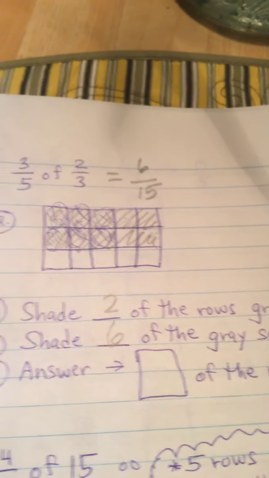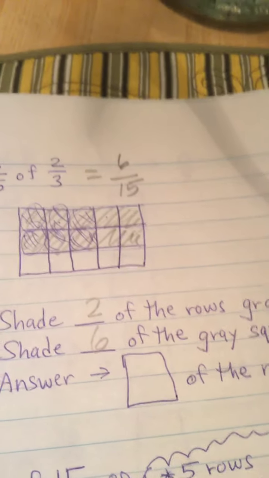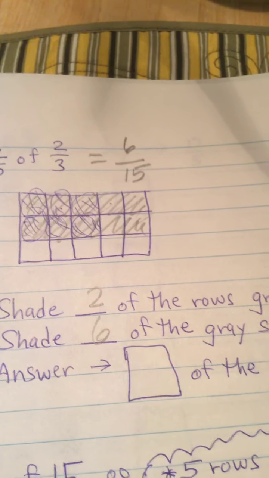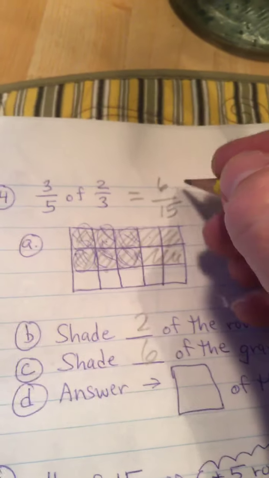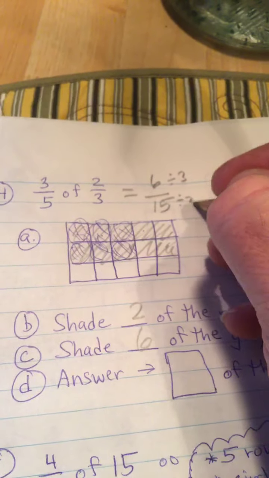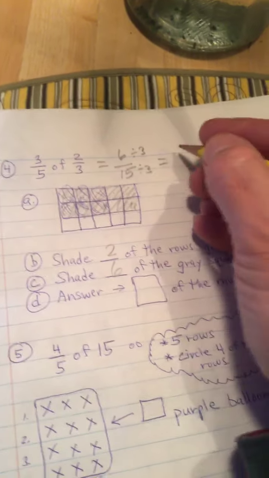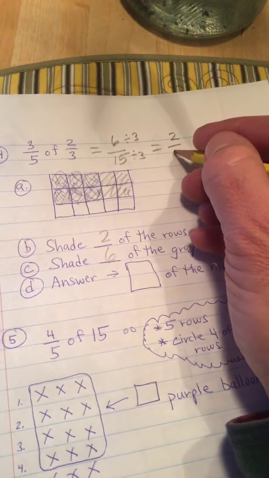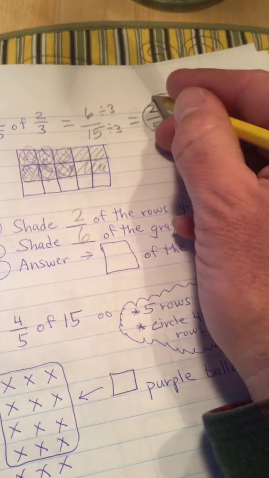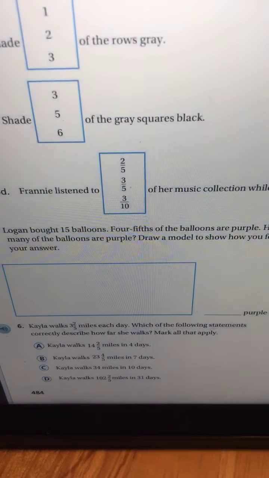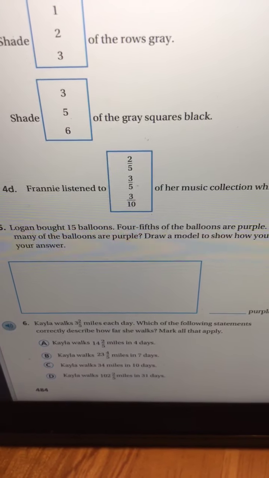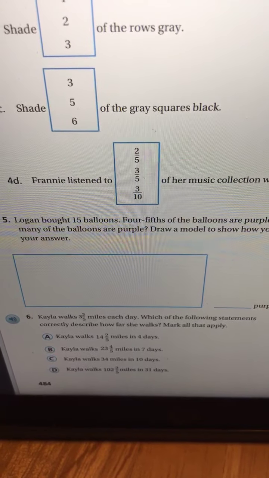So what we're going to do is think of your factors for 6 and 15. Well, 3 times 2 is 6, and 3 times 5 is 15. I heard 3 for both of them, so I'm going to divide them both by 3 and see what I get. 6 divided by 3 is 2, and 15 divided by 3 is 5. So I get 2/5. So how much of her music collection did she listen to? I get 2/5. Is that one of my choices? There it is, 2/5. So make sure you circle 2/5 and make sure you know how you got that.